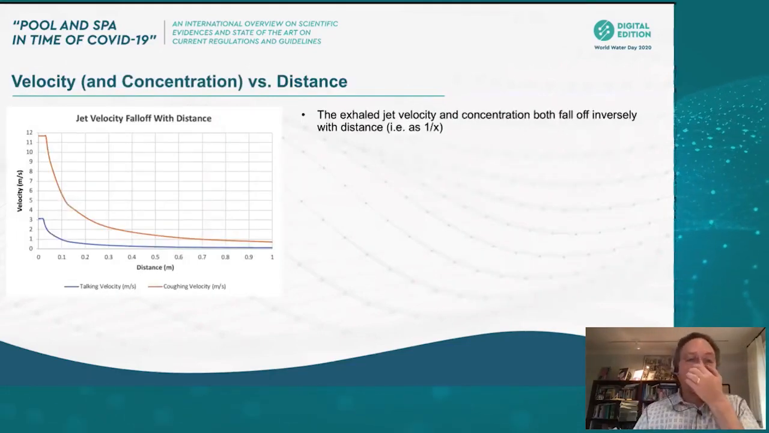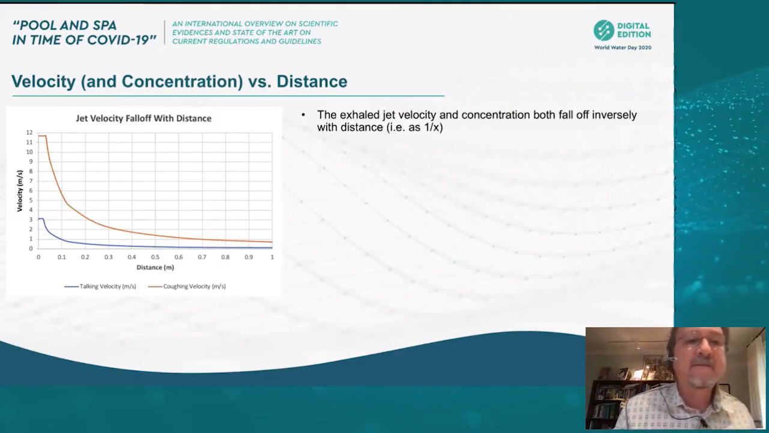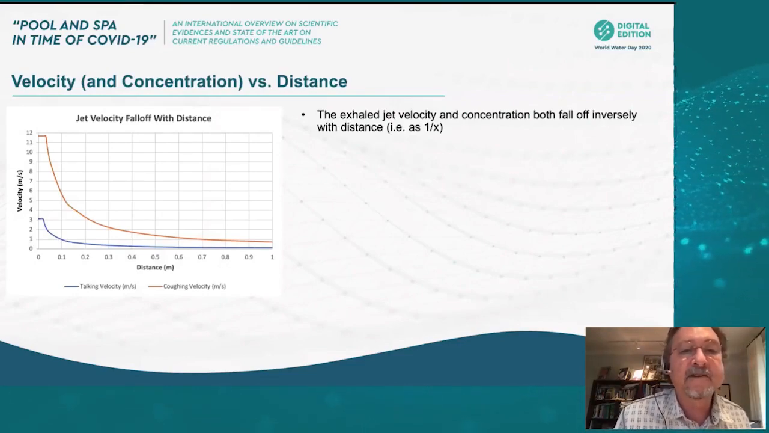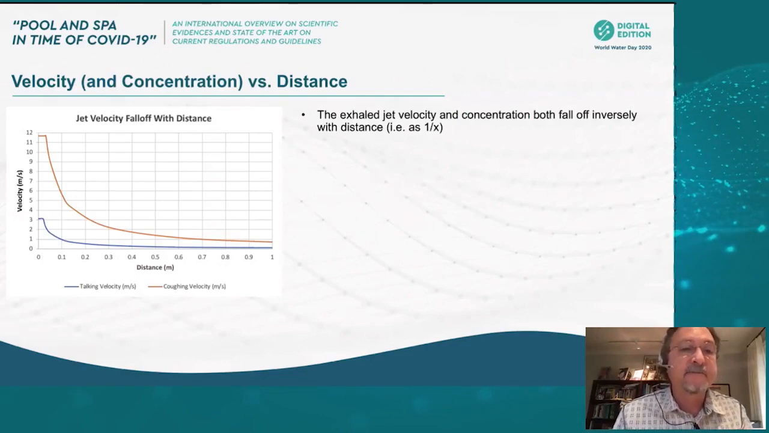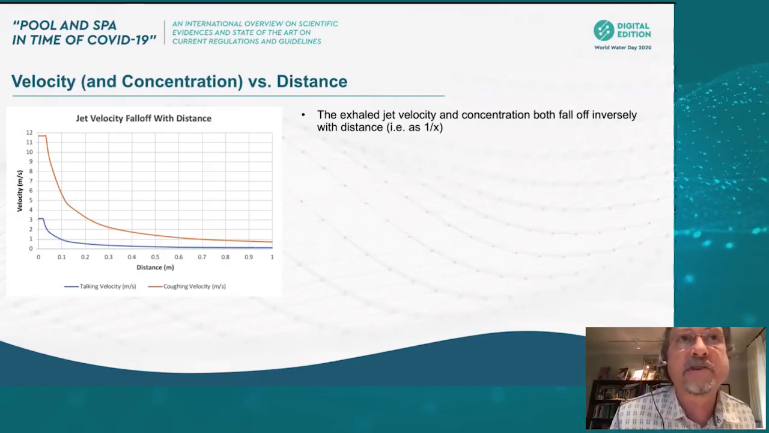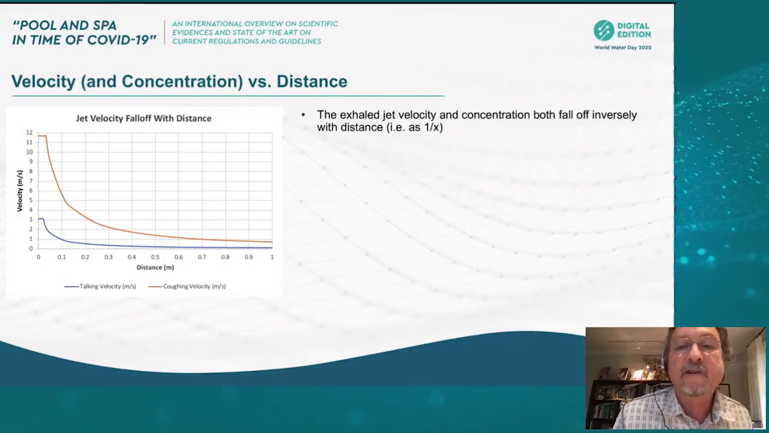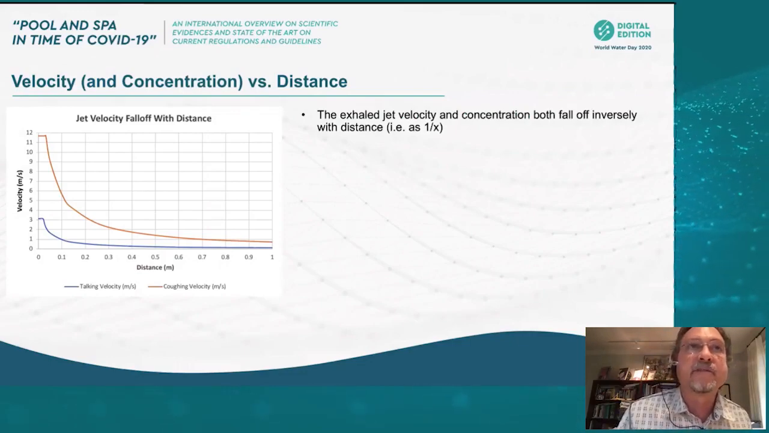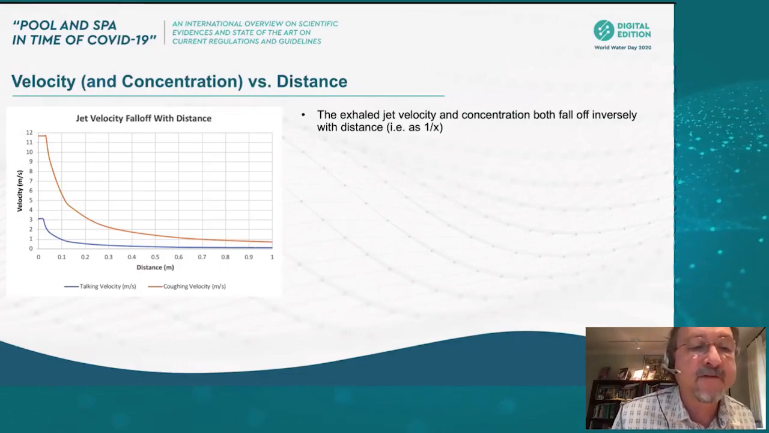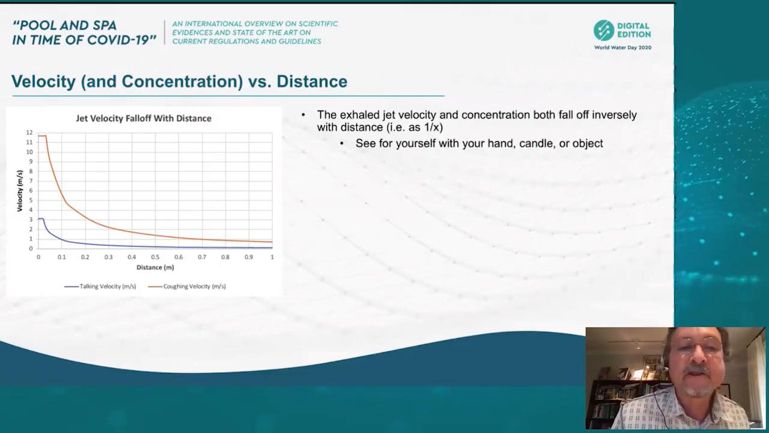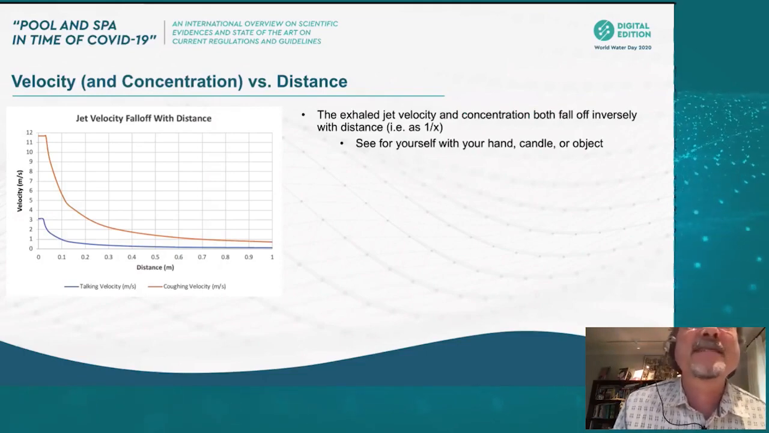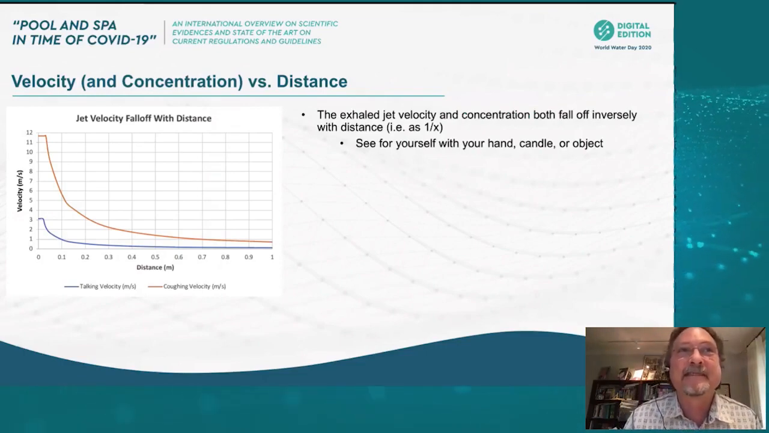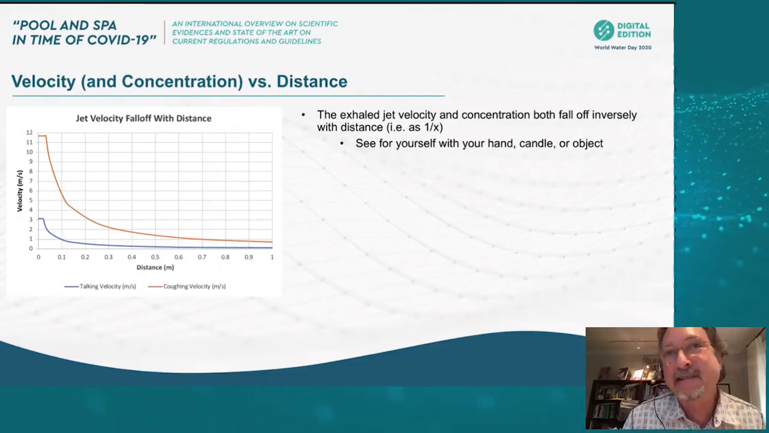So here's a graph that shows the fall off of the velocity and concentration. They both fall off in the same shape. I'm showing the velocity in terms of the numbers here, but the concentration also falls off this way. And it falls off with distance, inversely with distance, as 1 over x. You can see it for yourself, you don't need expensive equipment. You can do this and test with distance. You can test masks and so on.